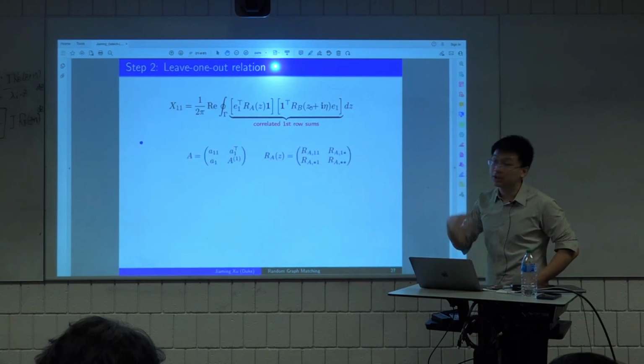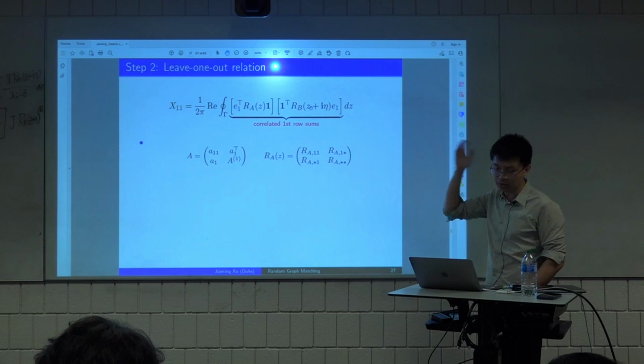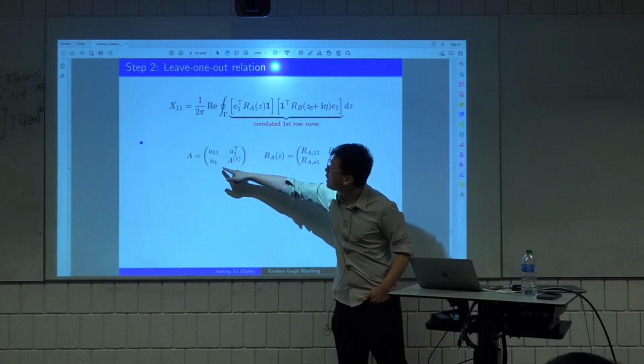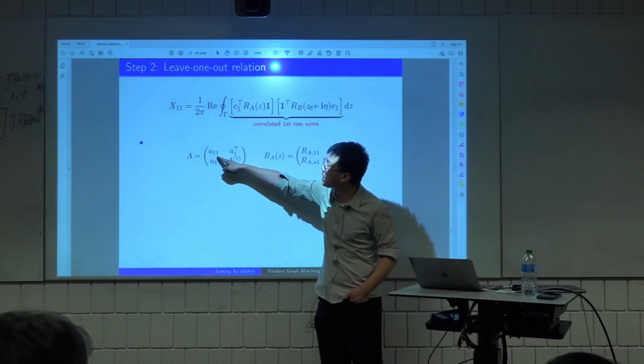This is actually the key idea behind this. It's related to the so-called leave-one-out relation. So I can write A in this block form. This is the first entry of A.